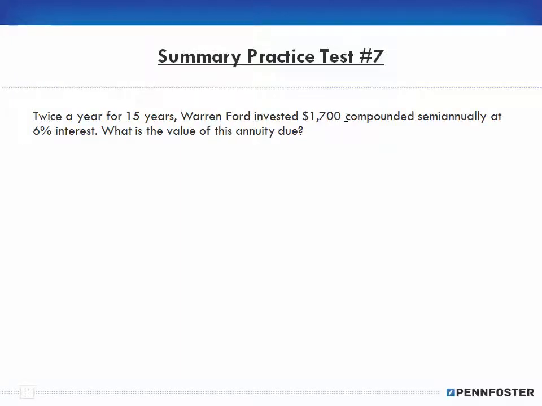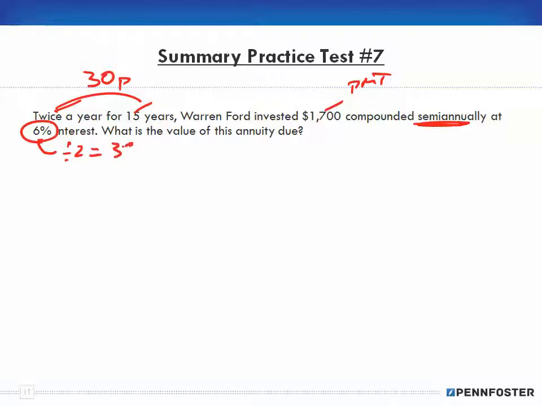All right, question number 7. Twice a year for 15 years, so that's 30 periods. Warren Ford invested $1,700, compounded semi-annually at 6%, which divided by 2 is 3%. What is the value of this annuity due?